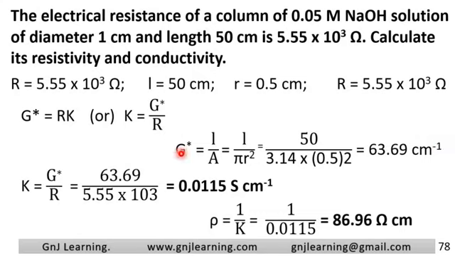We have got G star, we have got R. Substituting these values, we will get K, or kappa. Kappa is equal to G star by R, which is equal to 63.69 divided by the value of resistance, which is equal to 0.0115. And what is resistivity? Resistivity is the reciprocal of kappa. You will have the value.